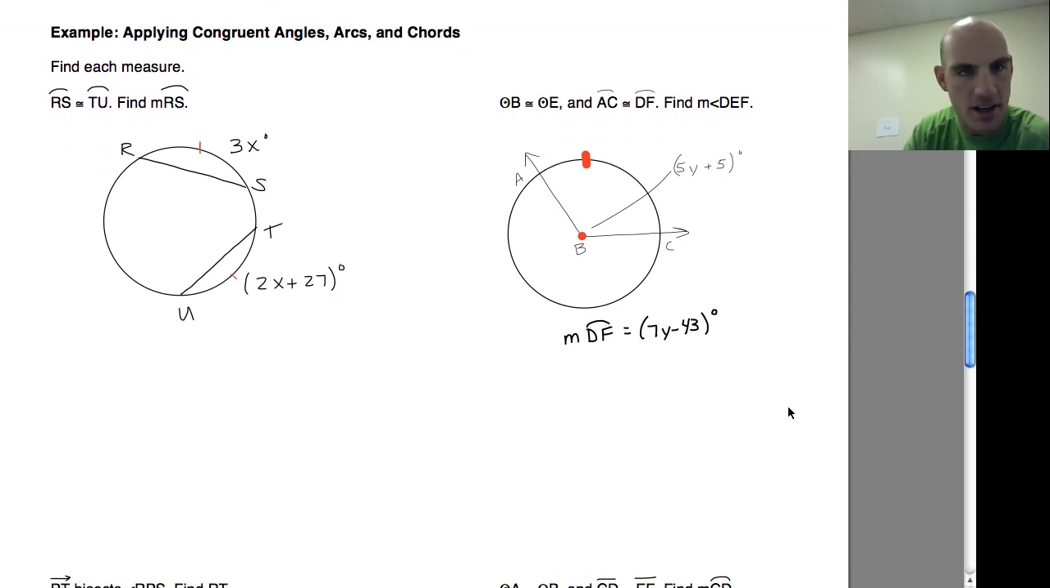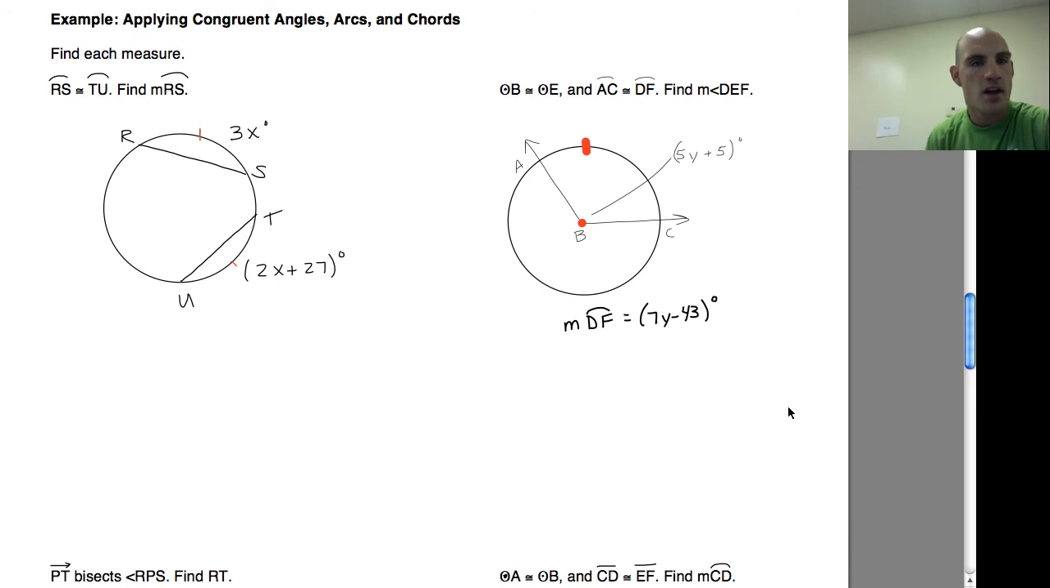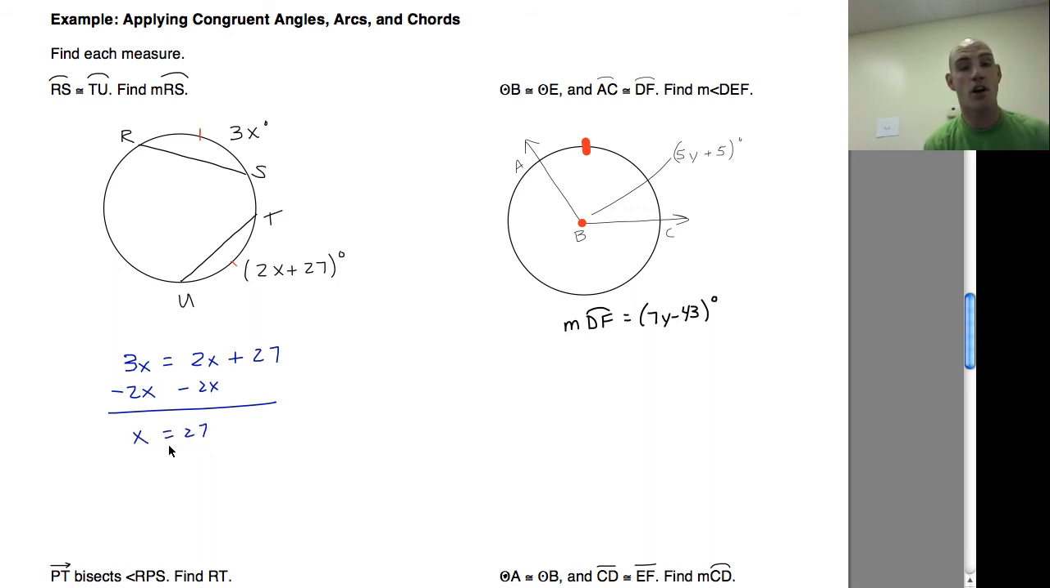Now let's apply this to congruent arcs, chords, and angles. Arc RS is congruent to arc TU. So let's find the measure of arc RS. If these arcs are congruent, that means that 3x is equal to 2x plus 27. When I solve this, I subtract 2x from both sides and end up with x equal to 27. To find the measure of this arc, I plug it back in: the measure of RS is equal to 3 times 27, which is 81 degrees. So I can put that up here, and I know that this one must be 81 also.